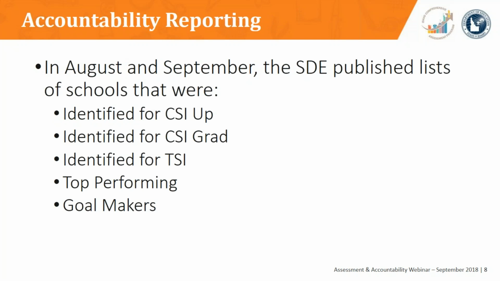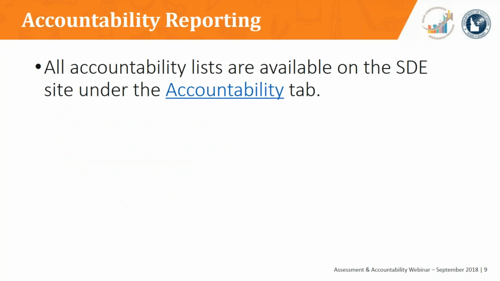Carlene is going to talk about accountability reporting, but she needs to leave for a little bit, so we'll just cover the accountability reporting. In August and September, the department published a list of schools that were identified for CSI Up, CSI Grad, CSI Top Performing, and Goal Makers. All of these reports are currently available and posted on our accountability site. There is a link there that you can click, and Excel spreadsheets are posted.